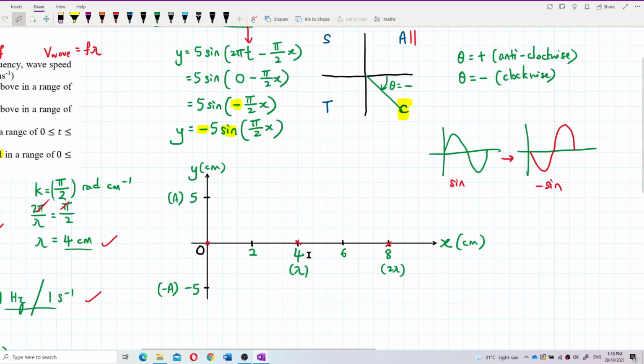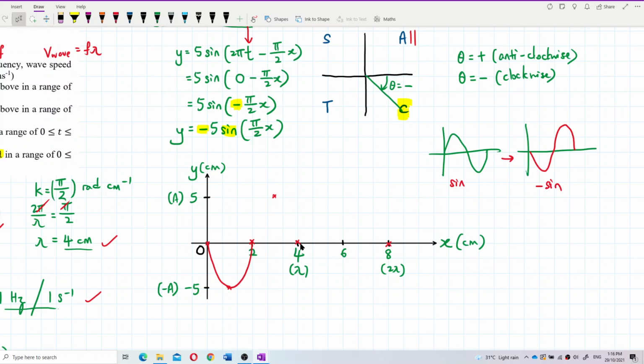So we can plot first. This one must be one wavelength already here. This one must be 4 centimeter. Must be one wavelength. So consider it goes back to here also. So that means the negative sine graph is plotted here and here. One wavelength.